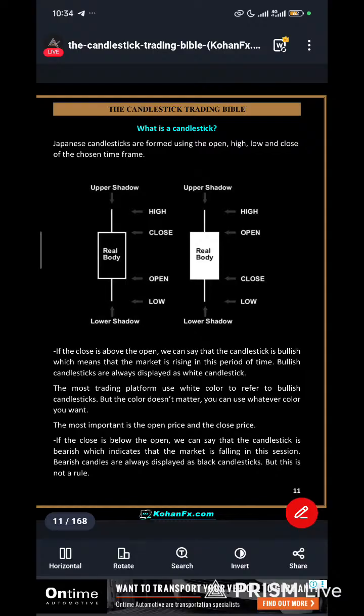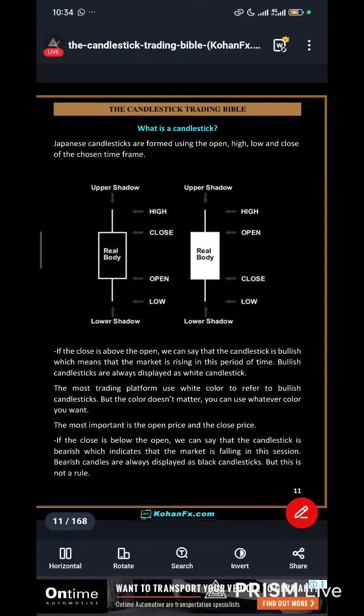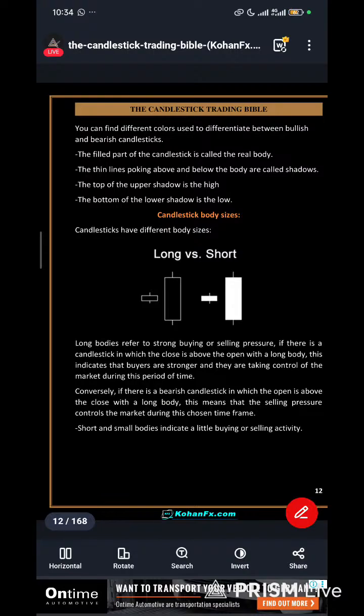So if the close is above the open, we can say that the candlestick is bullish, which means that the market is rising in this period of time. Bullish candlesticks are always displayed as white candlesticks, it doesn't matter. But if the close is below the open, we can say that the candlestick is bearish, which indicates that the market is falling in this session. You can find different colors used to differentiate, but that one doesn't matter.